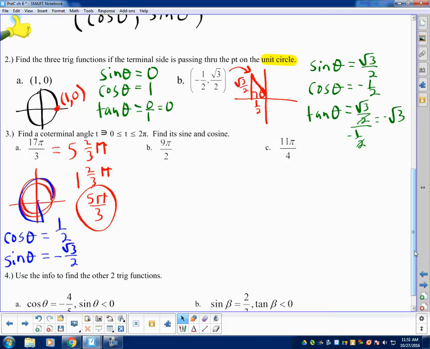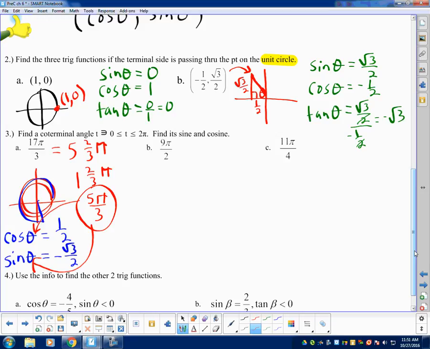So the angle that's coterminal with 17 pi over 3 is what I've circled, 5 pi over 3. And I really probably should say, okay, 5 pi over 3 is what I'm plugging in here. Sorry about that. I don't need to call it theta. Let's call it 5 pi over 3. You could put those in for theta. We'll do that in the next one.